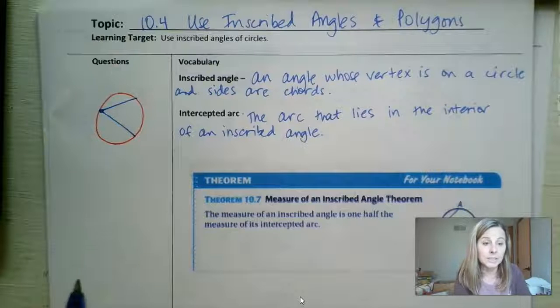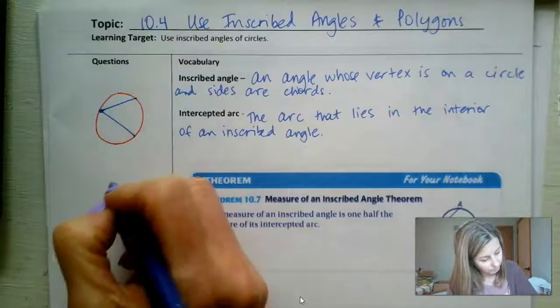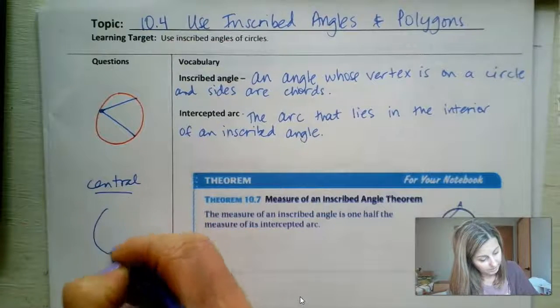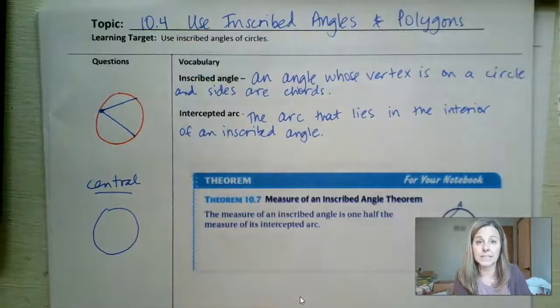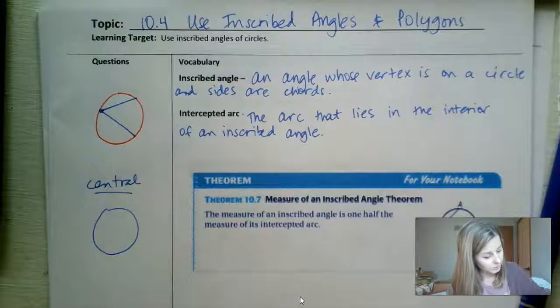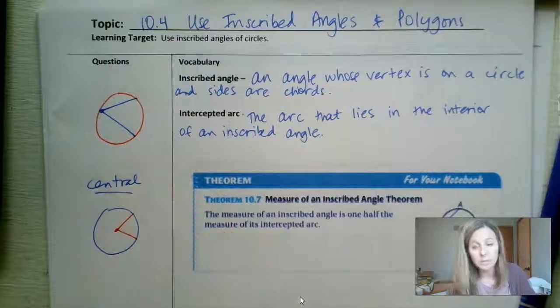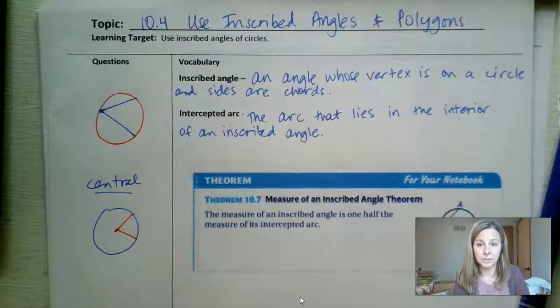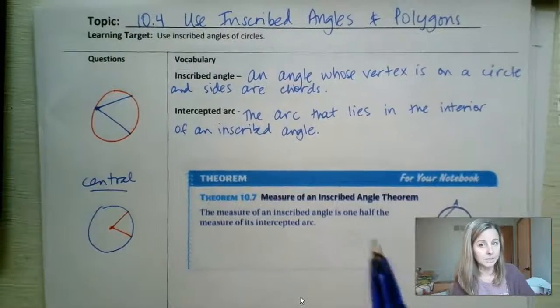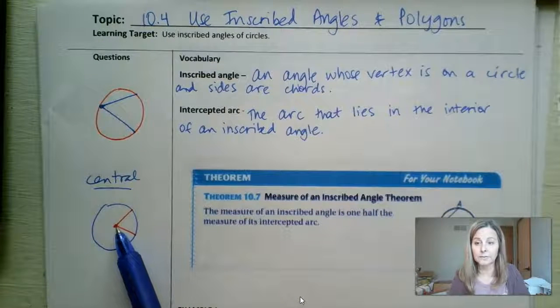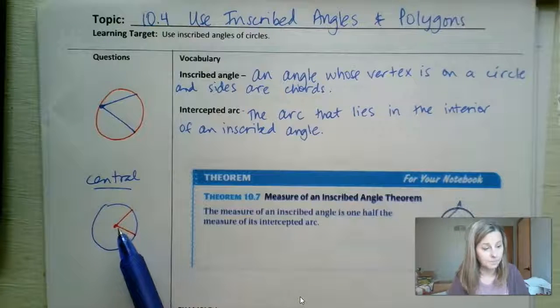Okay, versus a central angle. So a central angle, remember the vertex is in the center. So think the word central sounds like center. So a central angle is where the vertex is at the center. So big difference. Inscribed is on the circle, the vertex. Central angle, the vertex is the center.